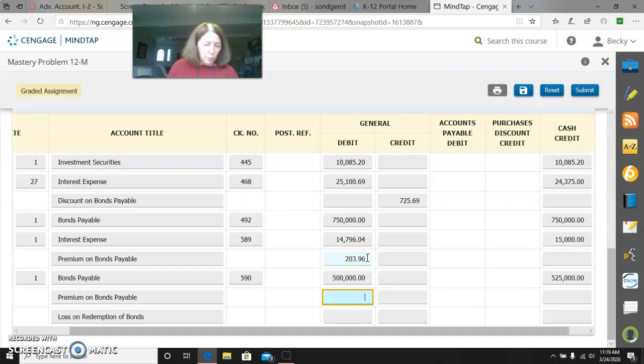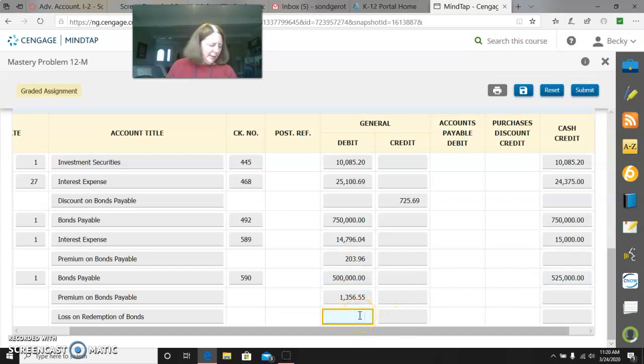So if I take 501,560.51 minus 203.96, I would get 501,356.55. That's the carrying value at that point in time. And I subtract the face value of the bond of 500,000, and I would say that I have a premium balance that I need to amortize, get rid of, whatever word you want to call it, of 1,356.55.